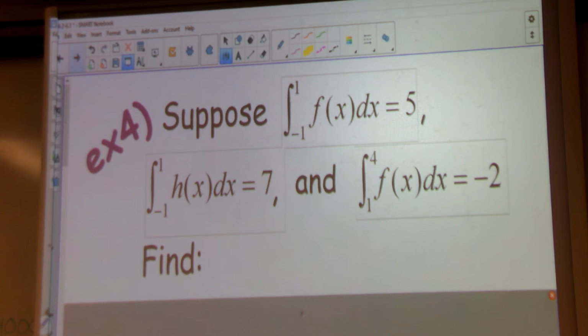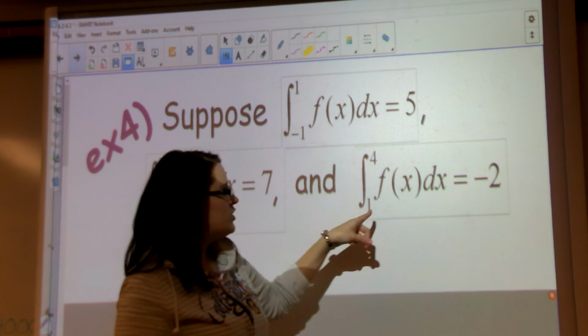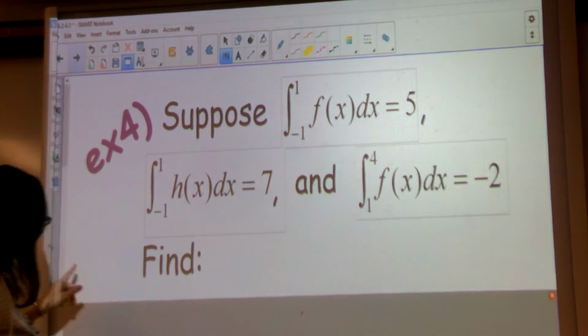So let's try this. I'm given that the integral from negative 1 to 1 of f of x dx is 5. I don't know what the function looks like. All I know is its area under the curve from negative 1 to 1 is 5. h of x is a separate function. Its area is 7 on the same interval. Then f of x on a different interval is negative 2.